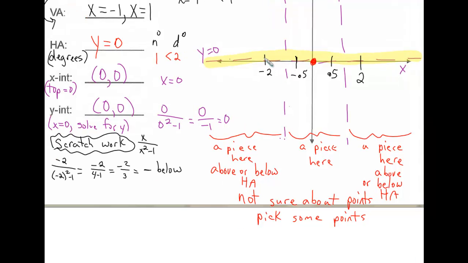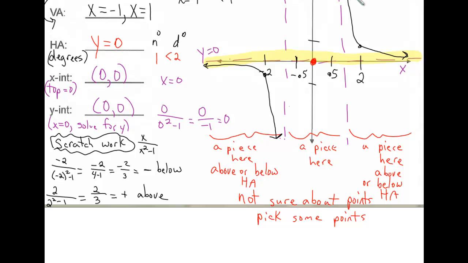So at -2, I get -2/3. So this graph will get close to the horizontal asymptote that way and go down along the vertical asymptote this way. Let's plug in +2. Obviously this is going to give me a positive number, so it's above. So at 2, it's up 2/3, and I know this graph is going to get closer to the vertical and horizontal asymptotes in both directions. And now let's look at the middle 2 points.